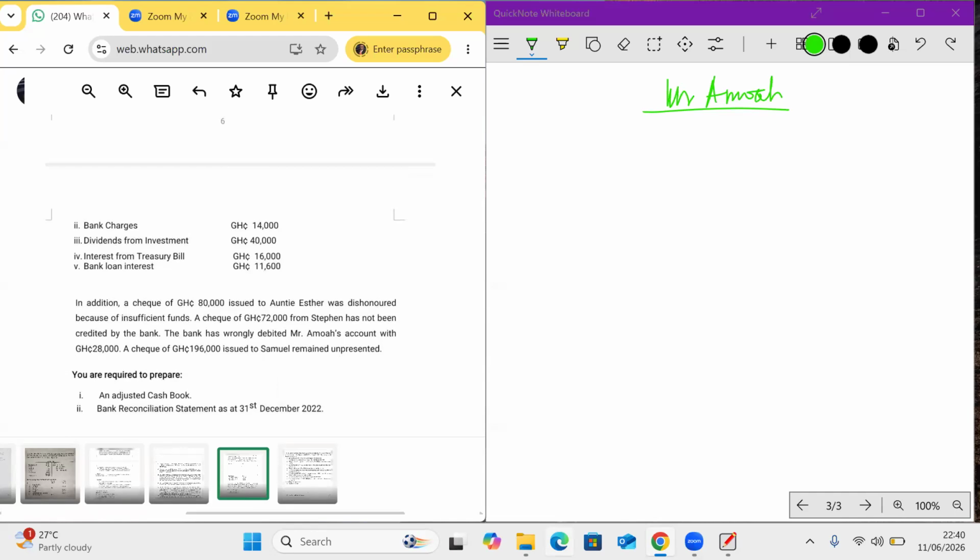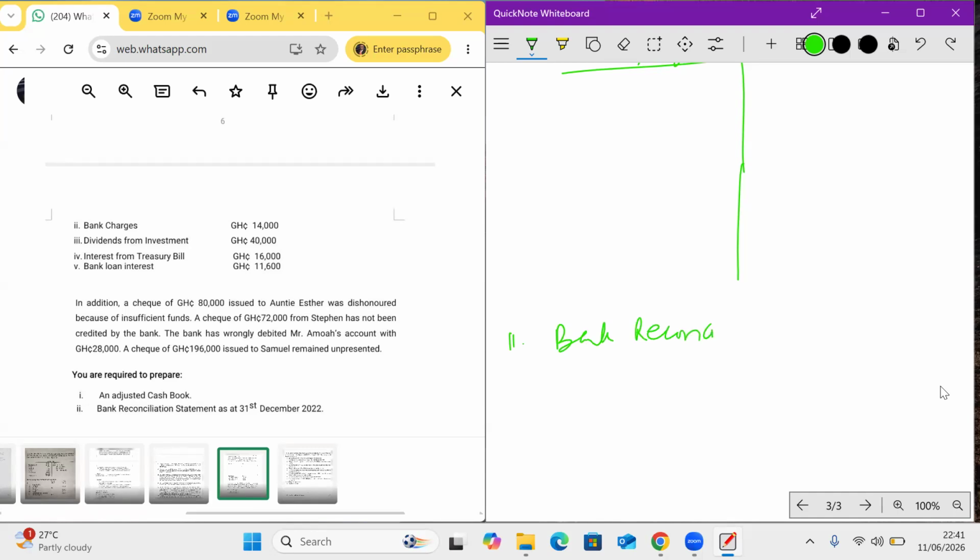Then you come and draw the adjusted cash book. So your T account. You draw your T account, adjusted cash book. Then what next? Then your bank reconciliation under it. You leave some lines, spaces. So you say bank reconciliation statement as at 31st.